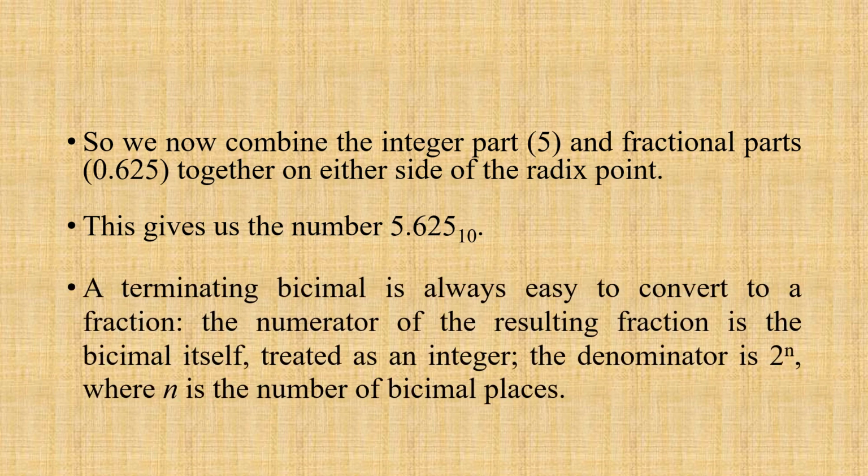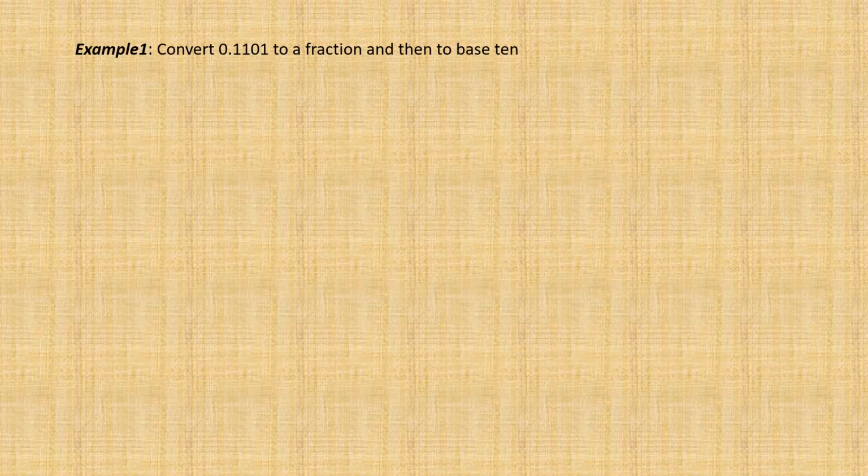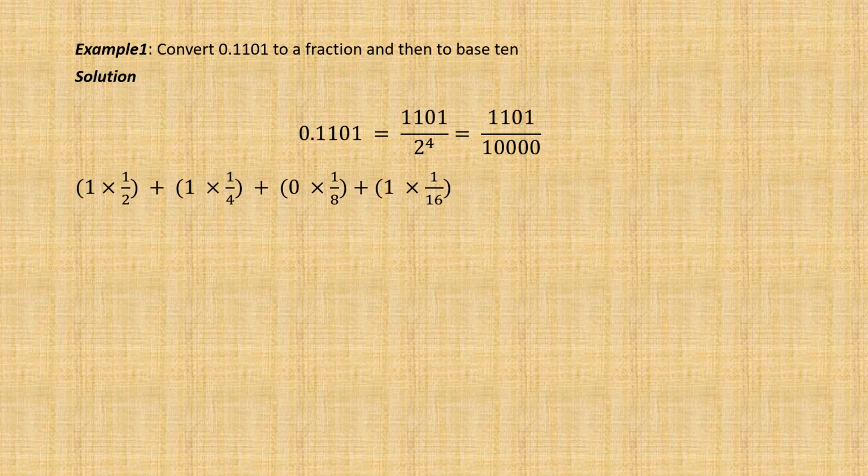A terminating bicimal is always easy to convert to a fraction. The numerator of the resulting fraction is the bicimal itself, treated as an integer. The denominator is 2 to the power n, where n is the number of bicimal places. Example 1. Convert 0.1101 to a fraction and then to base 10. Solution: 0.1101 equals 1101 over 2 power 4, equals 1101 over 10000. This is in decimal equal to 13 over 16, equals 0.8125.